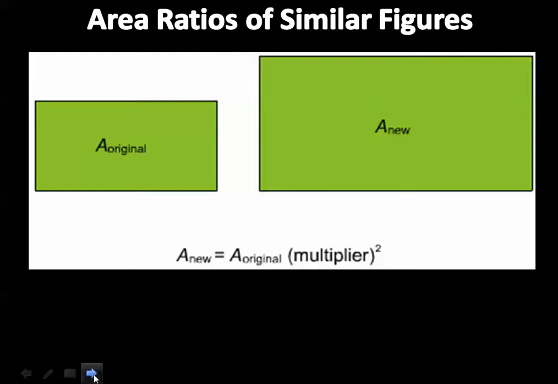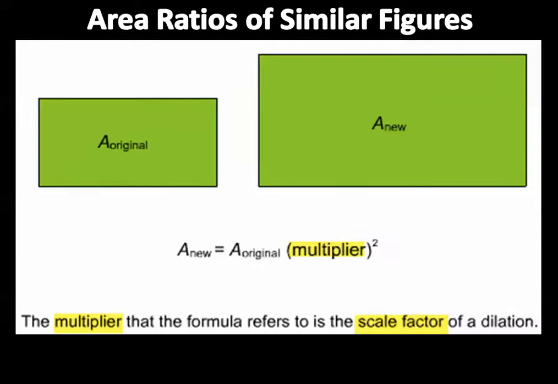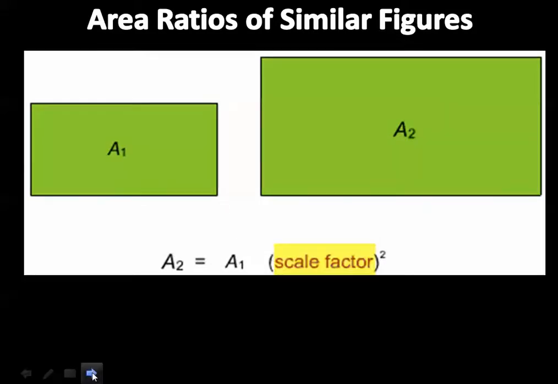Also, since you know that the pre-image and image of a dilation are similar figures, you can say that any similar figures are a result of a dilation. The multiplier that the formula refers to is the scale factor of a dilation. So you can replace the term multiplier with the words scale factor in the formula, and this is what it's going to look like. So we've got A2 equals A1 multiplied by scale factor squared.